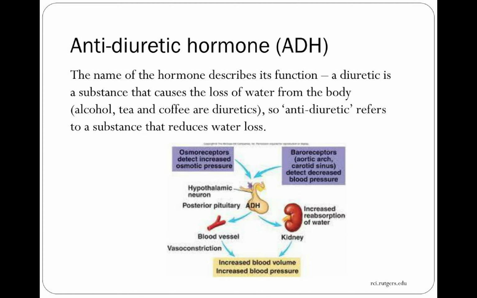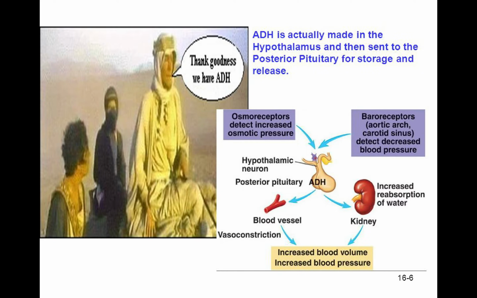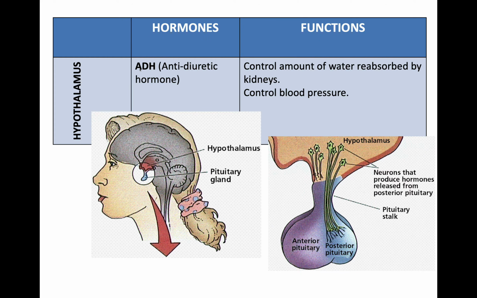What will the ADH do? The ADH, children, will make the collecting duct of the kidney tubule more permeable. Why? So that more water can be drawn back into the blood from the kidney filtrate. The result would be that the amount of water in the blood will return back to normal and the urine also becomes more concentrated. So that is how the ADH helps to conserve water in the body.